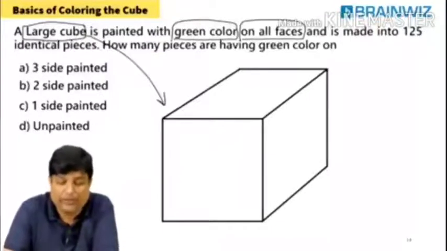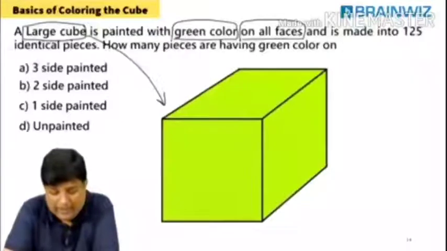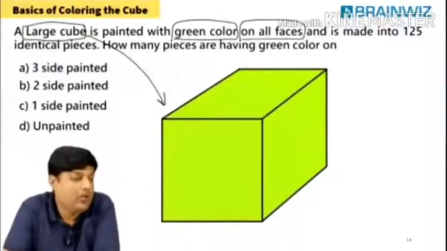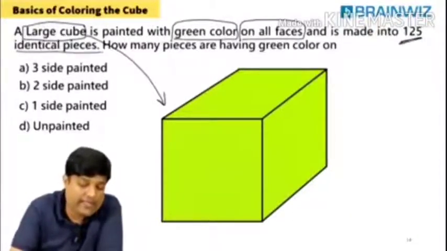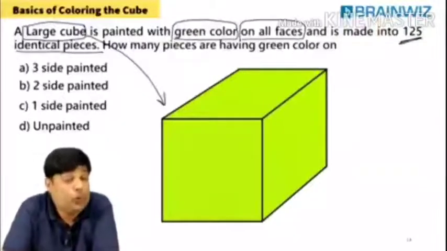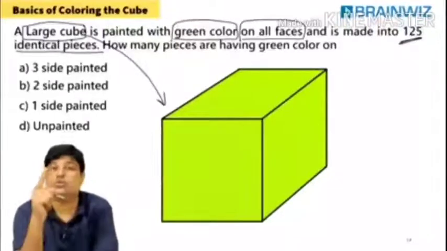This is a green color. I am painting everywhere. Are you understanding, everybody? Okay, everybody. Now after that it is made into 125 identical pieces. How many pieces? 125. Students, try to listen very carefully because the next question you are supposed to do on your own.